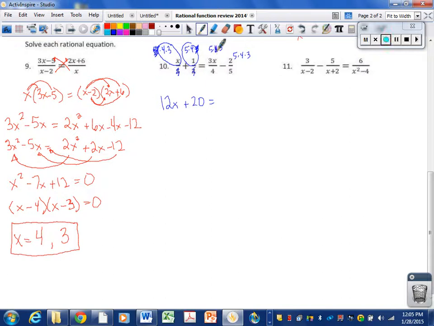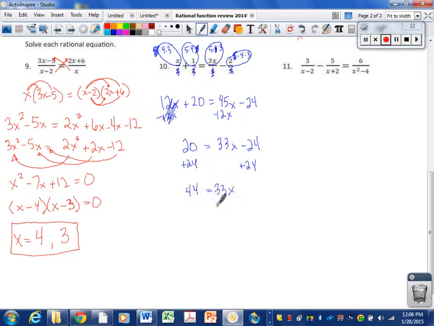You cancel out the 4. 5 times 3 times 3 is 45. Cancel out the 5. 2 times 4 times 3 is 24. And now we just have to solve for x. So let's see, this 12x is smaller, so I will subtract 12x from both sides. 20 equals 33x minus 24. We'll add 24 to both sides.